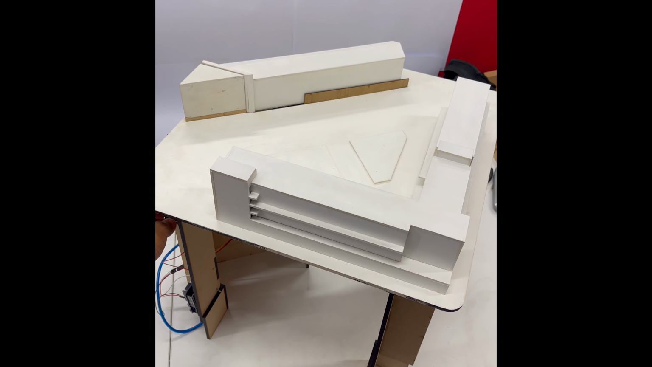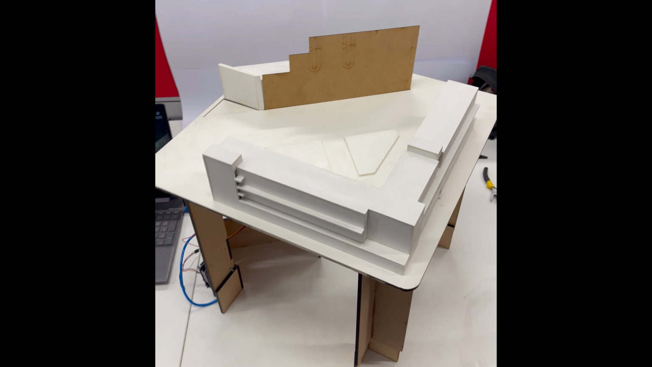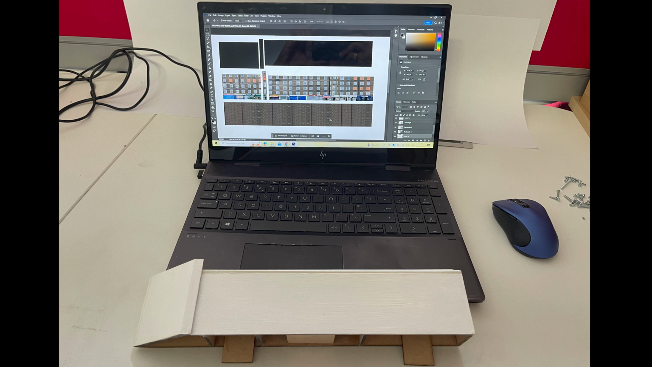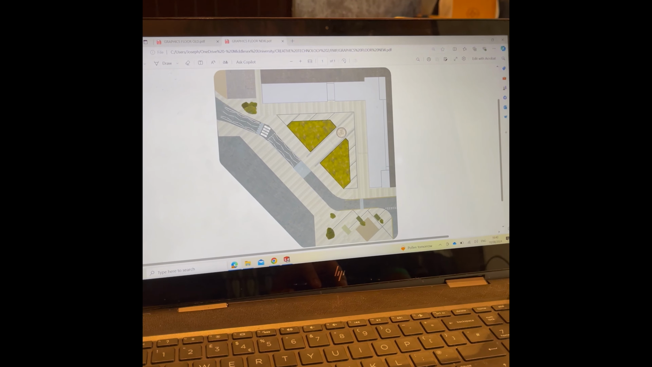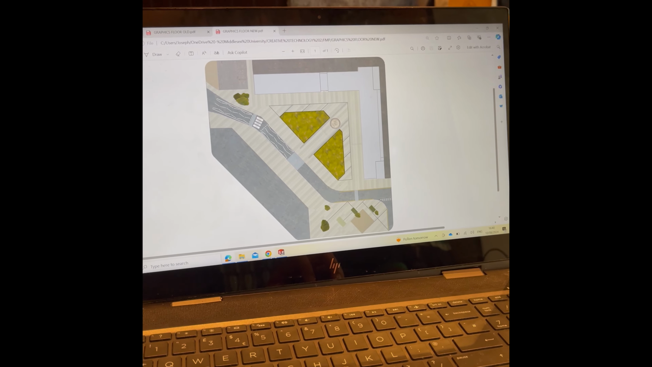This is the mechanism in action, but there were some problems due to friction of the parts and low torque in the servo. Now it's time to make the graphics for the projections. Graphics were designed on Photoshop and were then mapped in the software directly as a test.